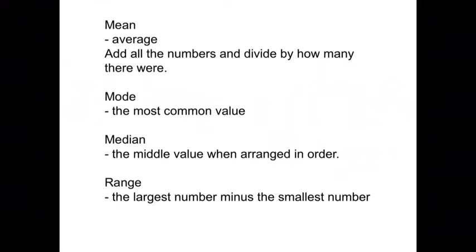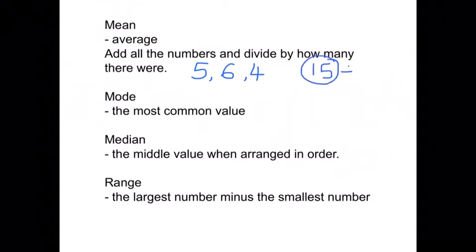The mean. The mean is the average of a set of numbers, and we find the mean by adding all of the numbers and dividing by how many there were. For example, if I'm asked to find the mean of 5, 6 and 4, I would need to add all of the numbers, which would give me 15, and then I have to divide by how many there were, which was 3. So the average for those set of numbers is 5.